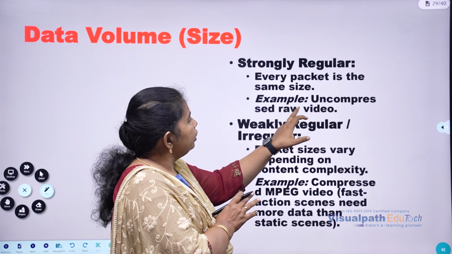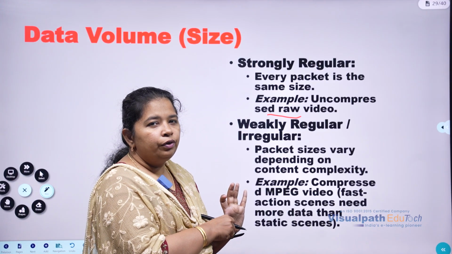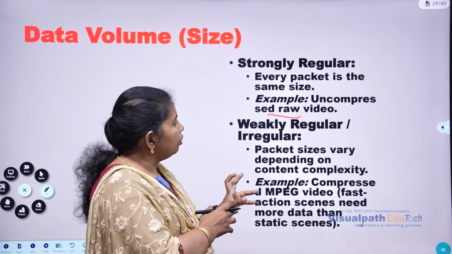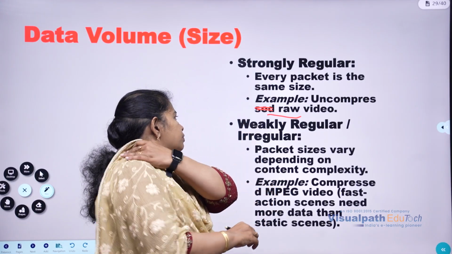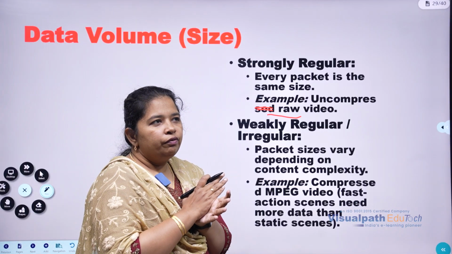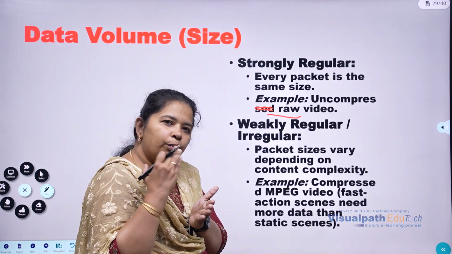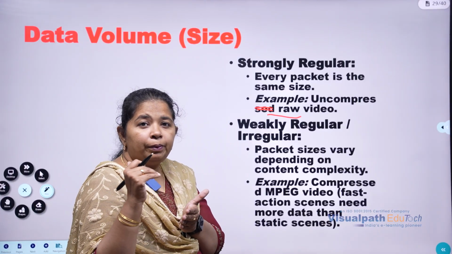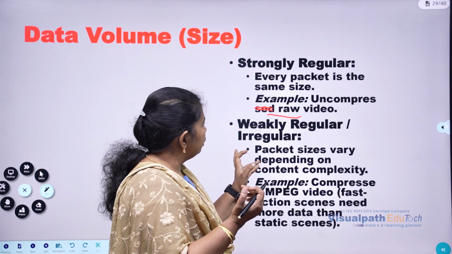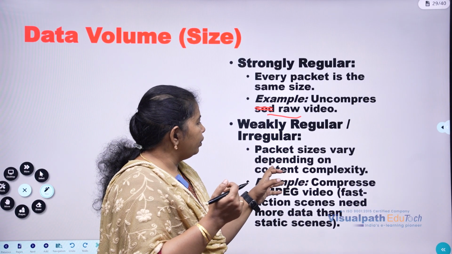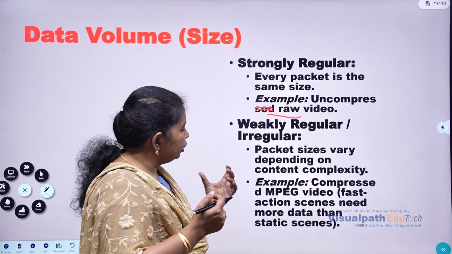For example, uncompressed raw videos. With no compression of the video, we just send the raw video. Since uncompressed video takes more space, we can divide it into portions, and each portion will be sent one by one in a stream, like water flowing through a pipe. Weakly regular or irregular means the size varies depending on the content and the complexity. So packet size may vary depending on the complexity.